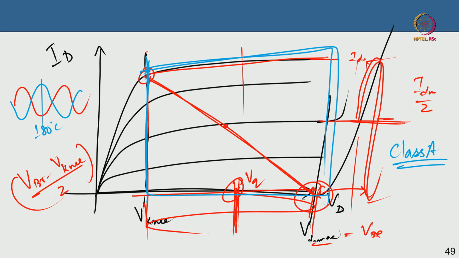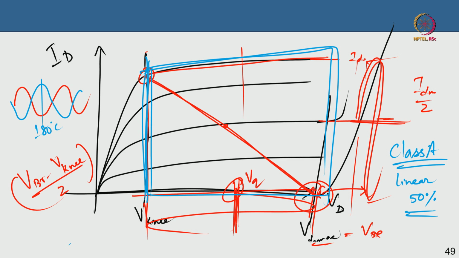Of course, the more you approach the knee, you get compression, but you are operating the entire DC IV plane. It is the most linear operation. There is no clipping of the sine wave, and there is maximum overlap between the voltage and the current here. Because it is always on, the maximum theoretically achievable efficiency is 50%, not good for cellular infrastructure and handset applications, because 50% efficiency will drain the battery very fast.